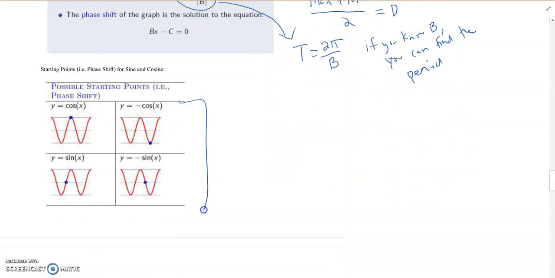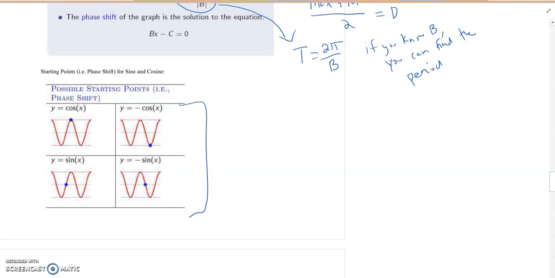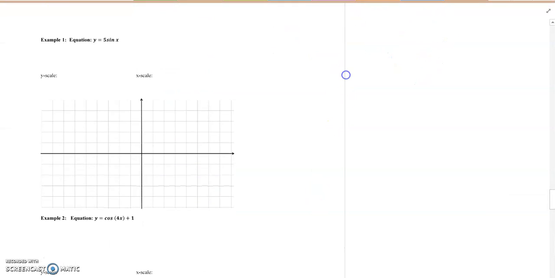This talks about the shifting positions if a sine graph is negative or positive. We'll talk more about those in detail when we do an example. We're now going to look at some examples.